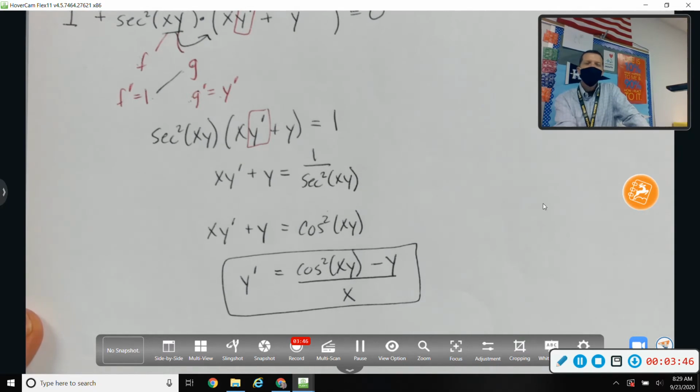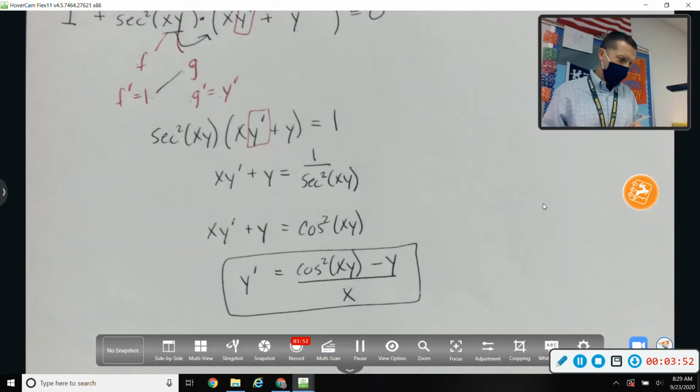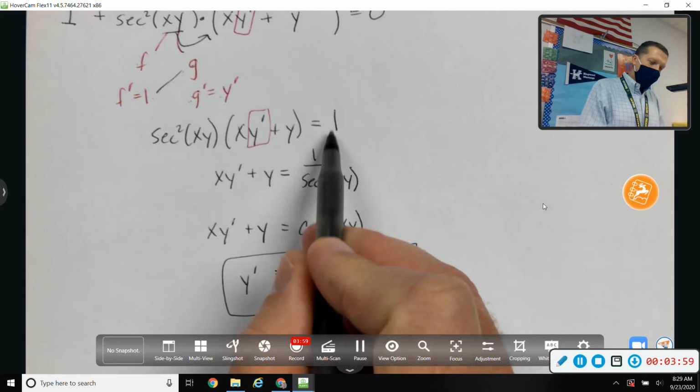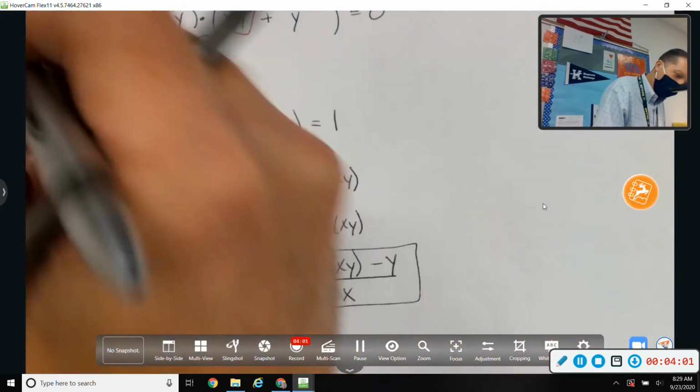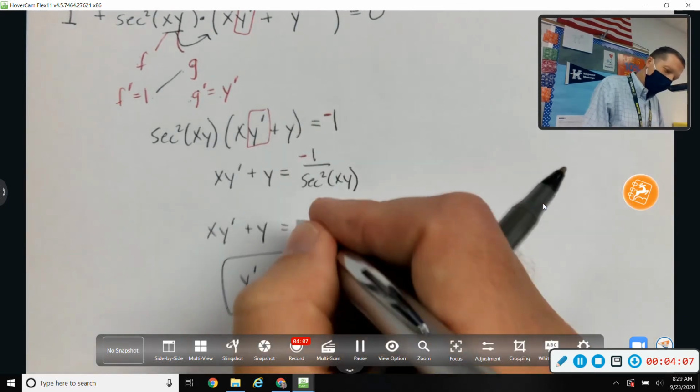Yes, sir? Whenever you go from the negative one and you're going to the other side, that's where the negative cosine comes from. Wait a minute. Yes, you're right. You were right that it was negative because this should be negative. When I move it over, it should have been negative. You were right. Thanks for not letting me get away with that.